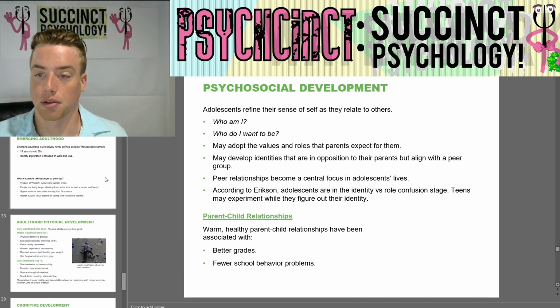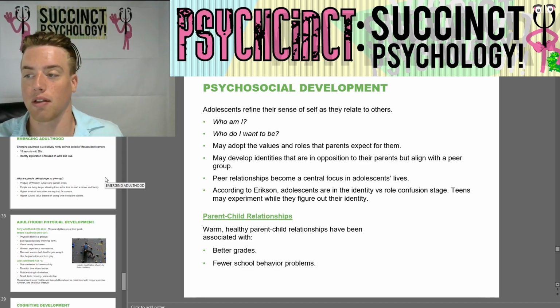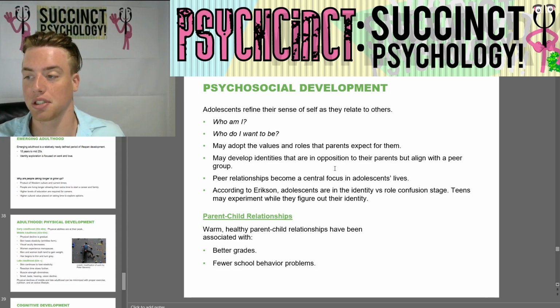Continuing on, we have psychosocial development. Adolescents refine their sense of self as they relate to others. Who am I? Who do I want to be? They may adopt the values and roles that parents expect for them and may develop identities that are in opposition to their parents but align with a peer group. Peer relationships become a central focus in adolescents' lives.